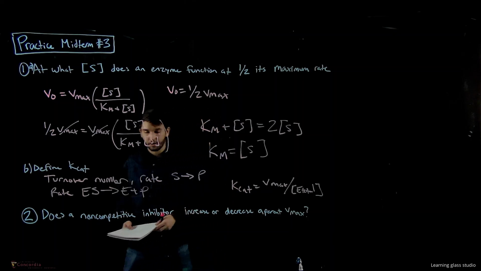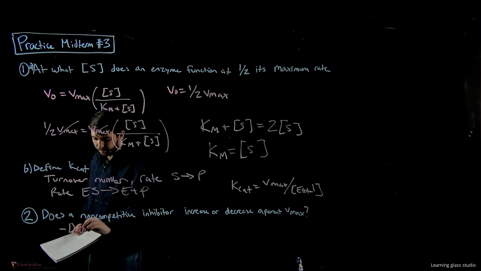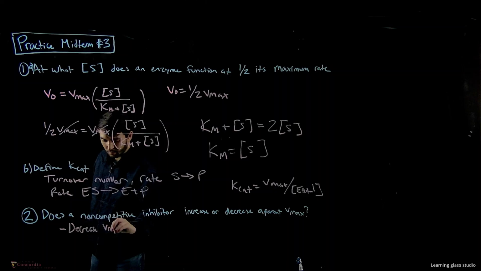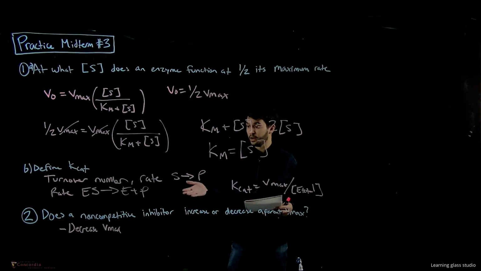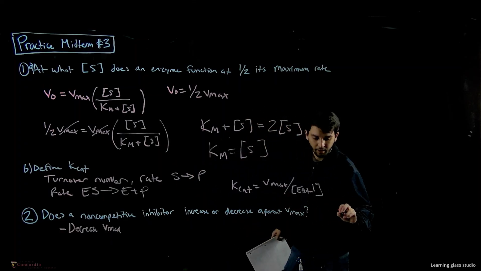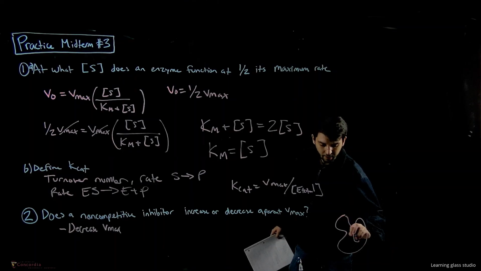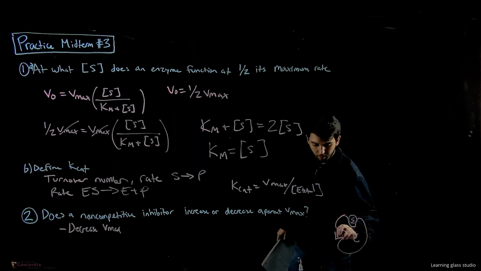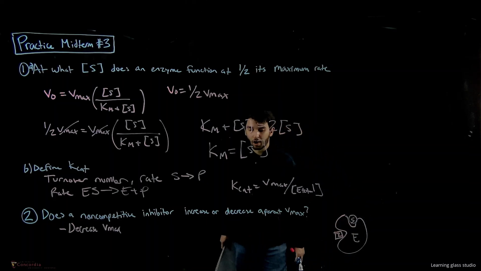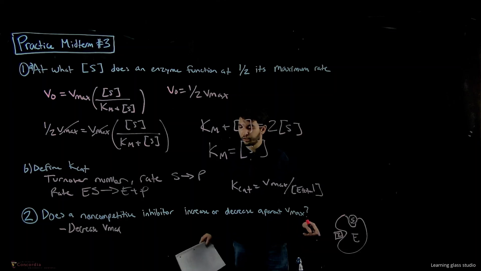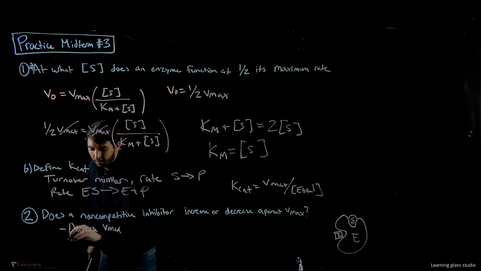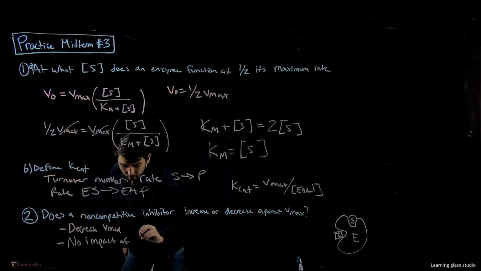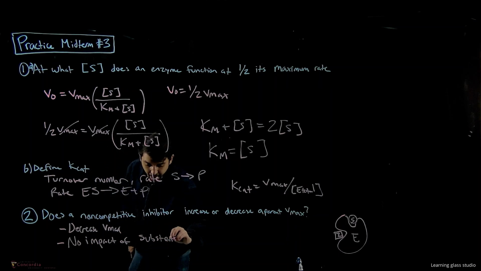Okay? Question 2, does a non-competitive inhibitor increase or decrease an enzyme's apparent Vmax? So a non-competitive inhibitor will decrease Vmax. Why will it decrease Vmax? So a non-competitive inhibitor, remember it binds to, if this is an enzyme here, and this is the substrate, the inhibitor will bind to a secondary regulatory site on the enzyme, not at the active site. So essentially, the non-competitive inhibitor does not impact at all substrate binding. So no impact on substrate binding to the active site.